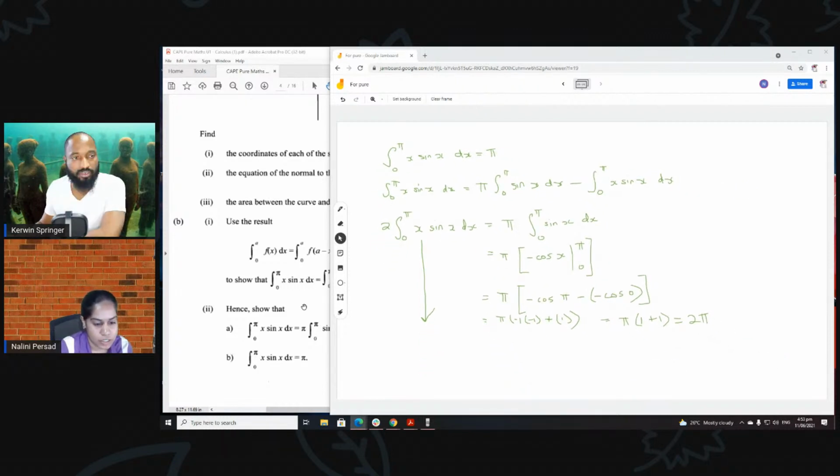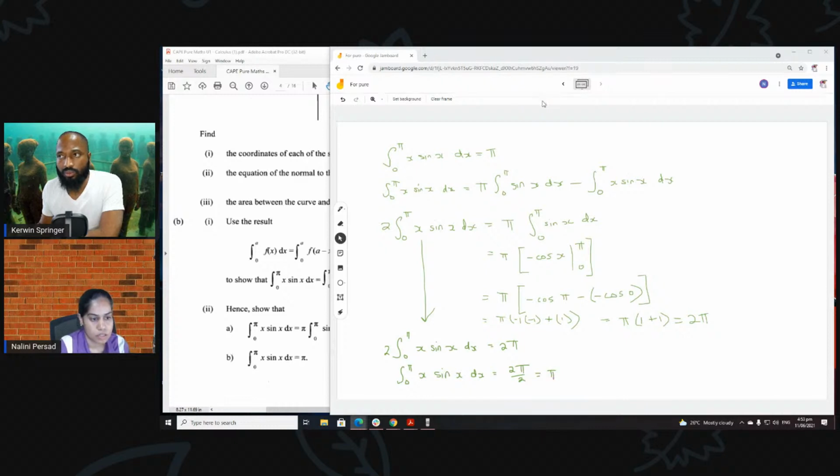Yeah. So let me just write it so that it's seen clearly. So it's 2 times the integral between 0 and pi of x sine x dx, which is equal to 2 pi. Right? So our aim is to find the integral alone. So we need to divide throughout by 2. So it's the integral between 0 and pi of x sine x dx. So 2 pi divided by 2 will just give you pi. And that is what we were trying to find.